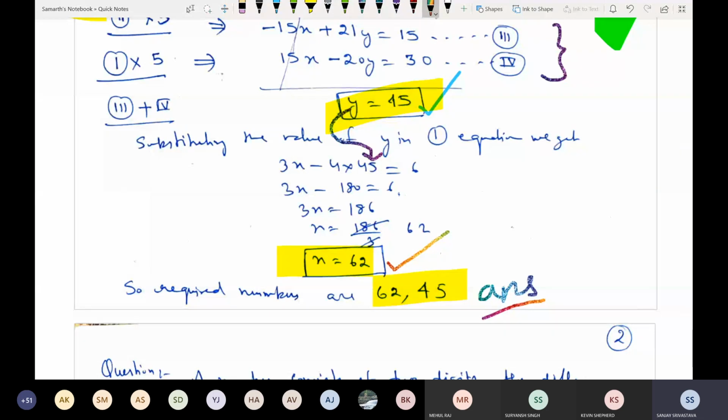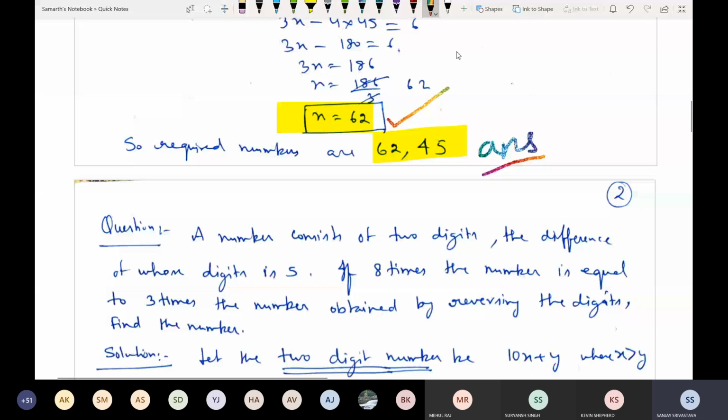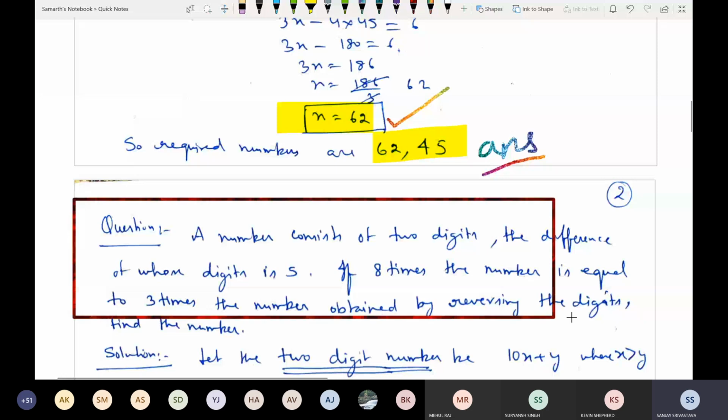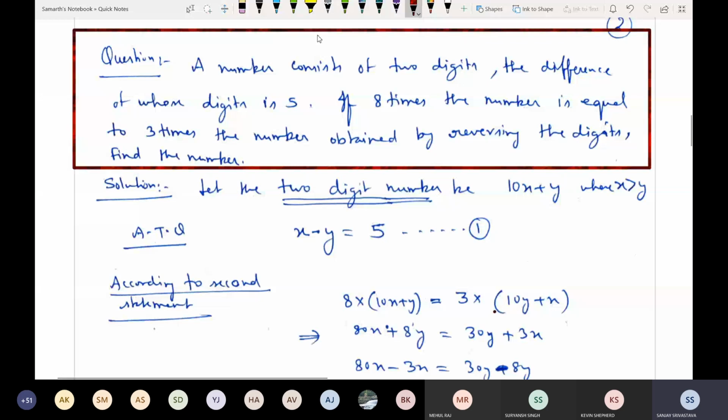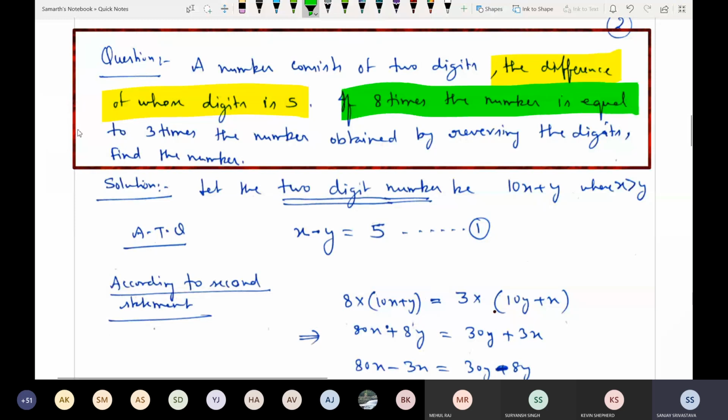Okay, good. Now, let us discuss one more question that I have taken from your book. The first question was also from your textbook only. A number consists of two digits, the difference of whose digits is 5. If 8 times the number is equal to 3 times the number obtained by reversing the digits, find the number.